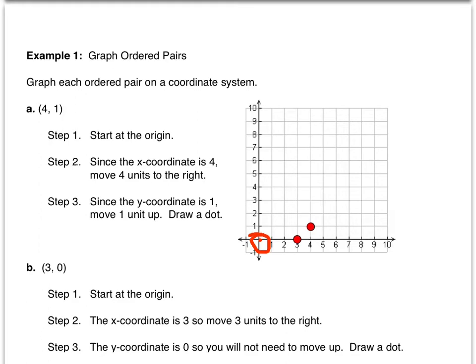In example B, the ordered pair (3, 0), we're going to start at the origin once again. The x-coordinate is 3, so we move 3 units to the right, and the y-coordinate is 0, so we will not move up. We'll draw a dot on the x-axis at (3, 0).